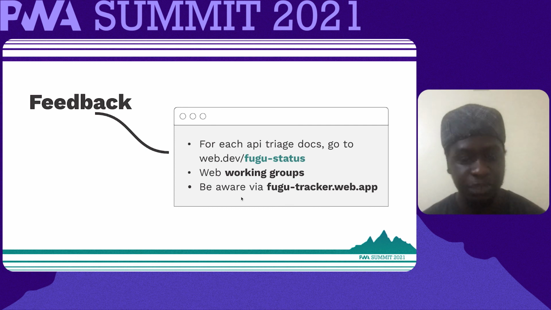Another important channel is the web working groups, which are specific groups that work on different APIs, and they're developed by these companies, that is browser vendors. You can always interact with the folks in these teams and provide feedback directly to them, or even become members of these particular working groups.